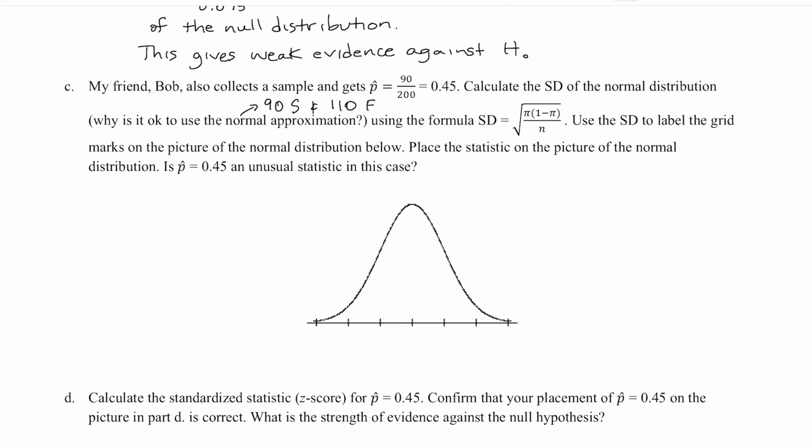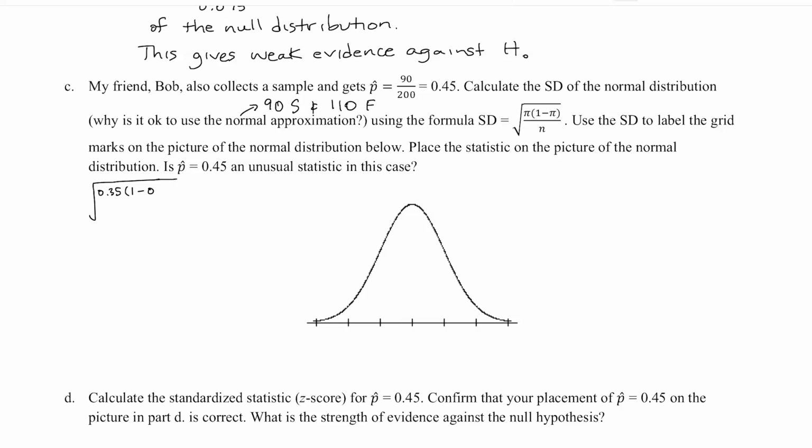We have 90 successes and I believe 110 failures, but double check me on that, for a total of 200 observations in our data set. So that's well above the threshold of at least 10 of each. All right, so let's do our calculation.